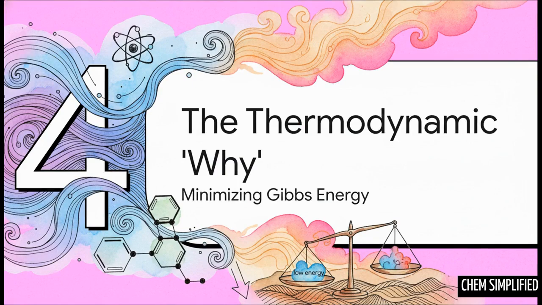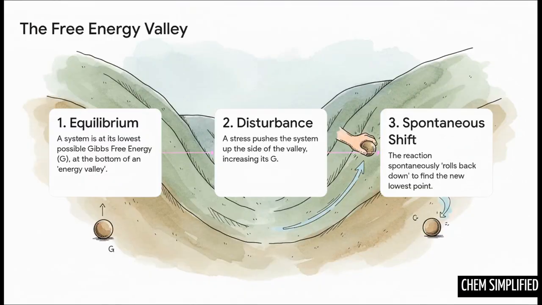I mean, why do systems even bother returning to equilibrium in the first place? Well, the ultimate reason, the driver behind everything we've talked about, is a concept called Gibbs free energy. This is such a great way to visualize it. Imagine the progress of a reaction as a ball rolling along the floor of a valley. Equilibrium is that one spot at the absolute bottom, the lowest possible point. Now, any stress you apply, adding a reactant, changing the pressure, is like giving that ball a shove up the side of the valley. Its Gibbs energy goes up.